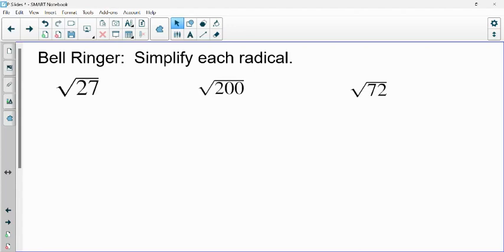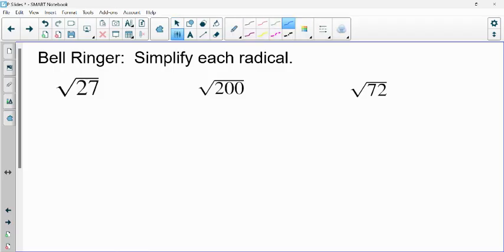For simplifying each of these radicals, again, we're looking to see which of those perfect squares divides or is a factor into the radicand. So what perfect square divides into 27? 9. Alright, so 9 is the perfect square, and 27 divided by 9 is 3.